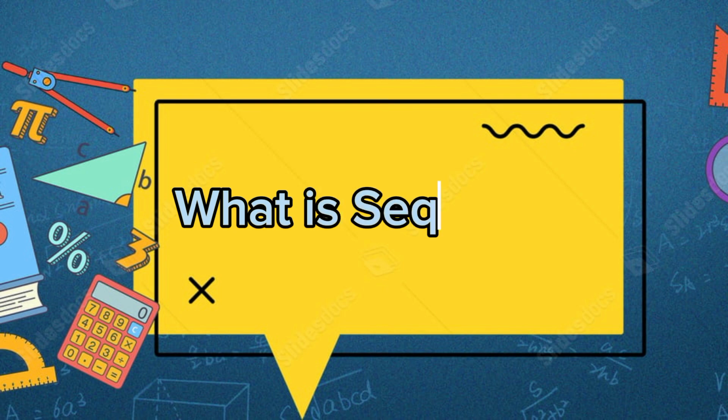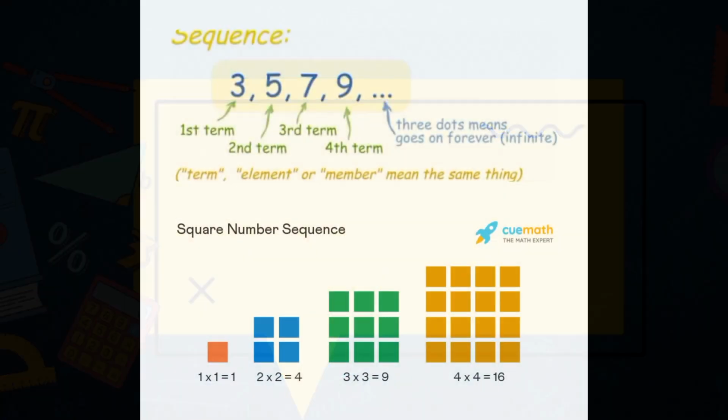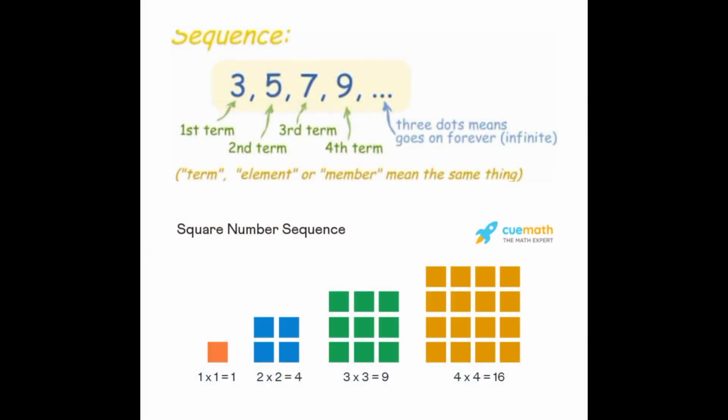So let us first define what a sequence is. A sequence is an enumerated collection of objects in which repetitions are allowed and order matters. Like a set, it contains numbers. The number of elements is called the length of the sequence.